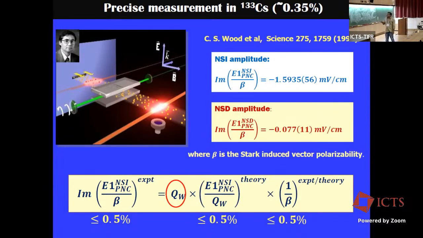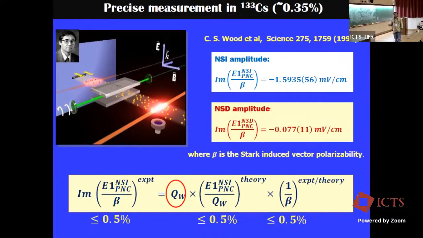And there are two different kinds of amplitudes. One is like parity, nucleus spin independent and nucleus spin dependent, depending on how you are doing the measurements. And then there is a quantity known as vector polarizability, which can be expressed in this form. This is a measured quantity that one can measure from the light shift experiments. But theoretically, we can calculate this quantity.